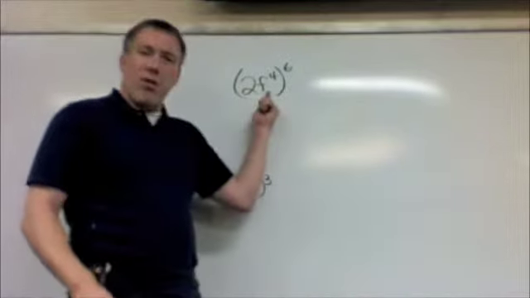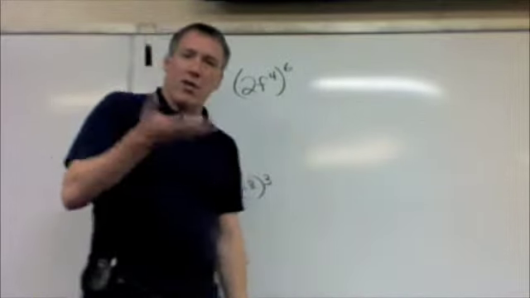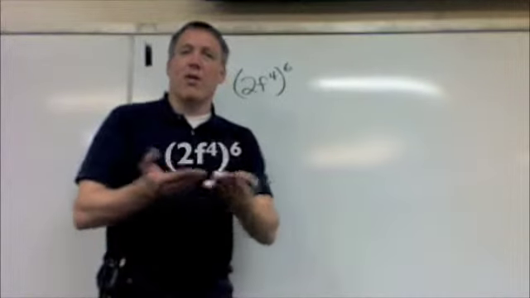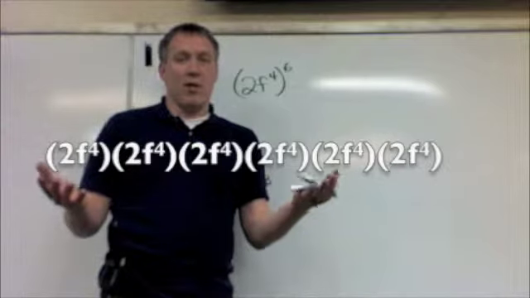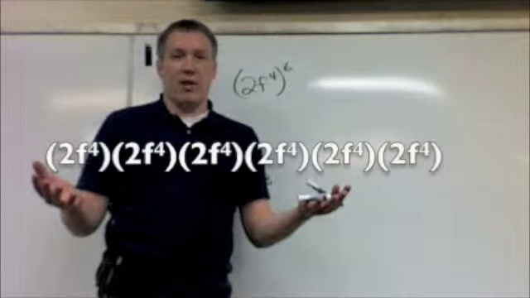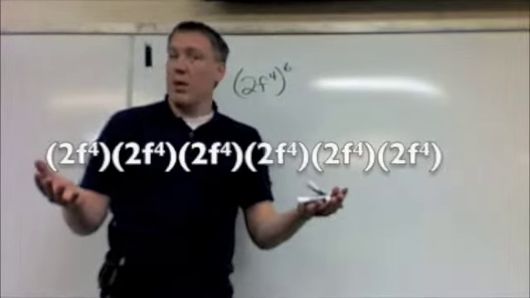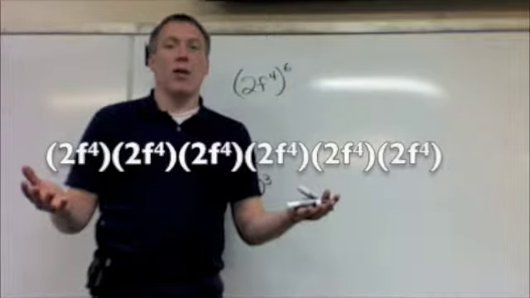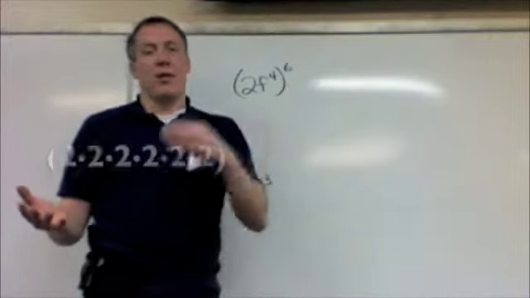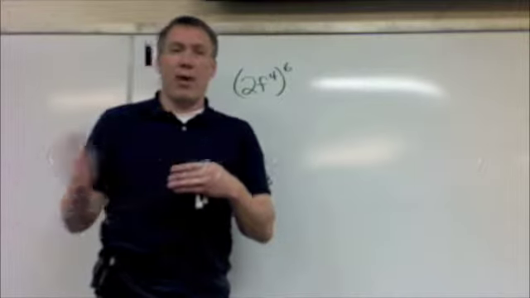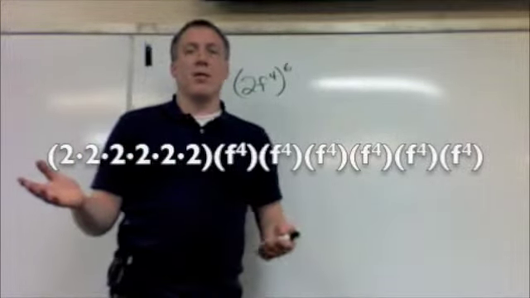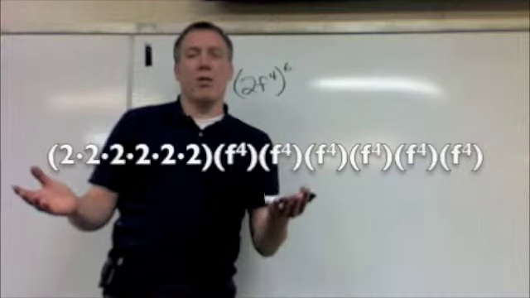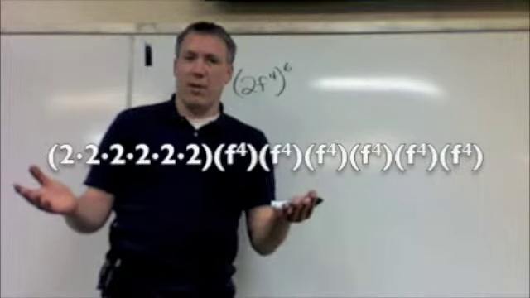So 2f to the fourth to the 6 is 2f to the fourth times itself 6 times. That can get a little confusing. Well, let's do a little rearranging. Because it's multiplication, I can do it in any order I want. Let's move all the 2's to the front and all the f to the fourths to the back. And there we have 2 times itself 6 times, and f to the fourth times itself 6 times.